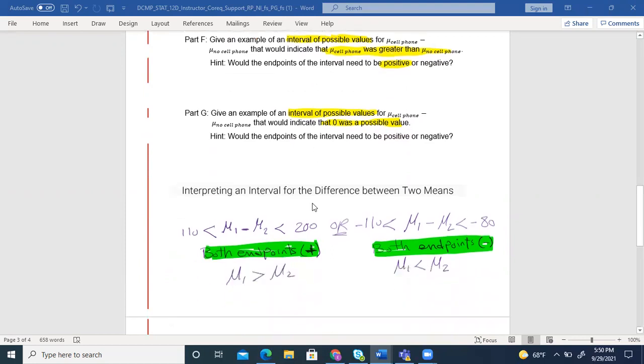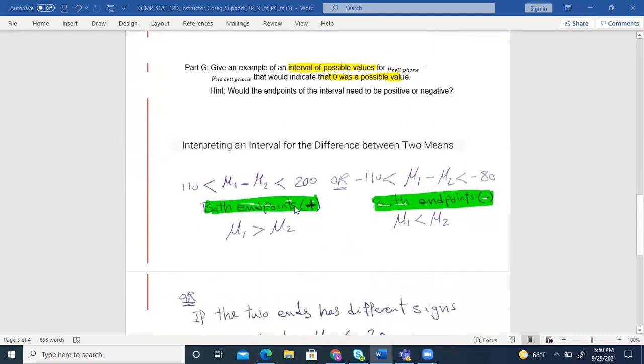Let me explain that. When we interpret the difference between the two means, the interval must have a left and right side, and we call those endpoints. So the interval that includes this difference has both ends, and both ends could be positive or both ends could be negative. Three things could happen: both ends are positive, both ends are negative, or one of each.